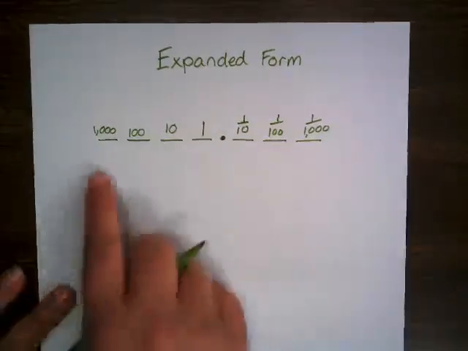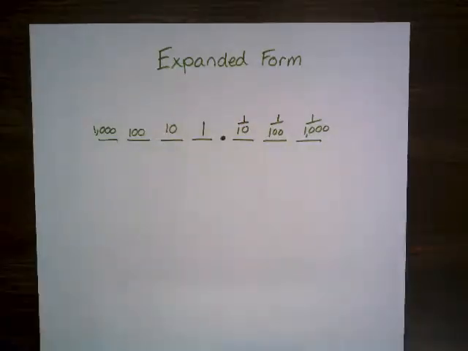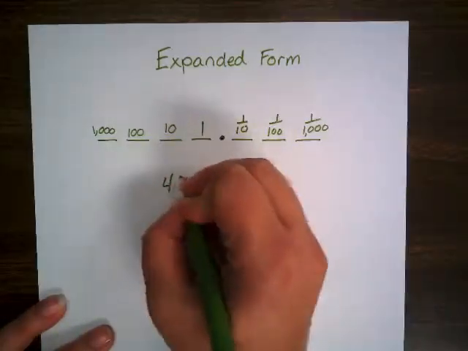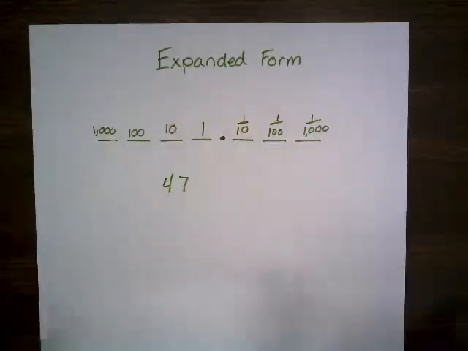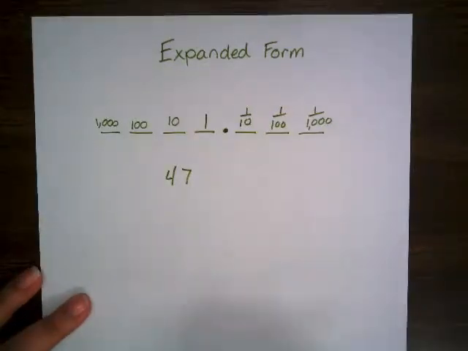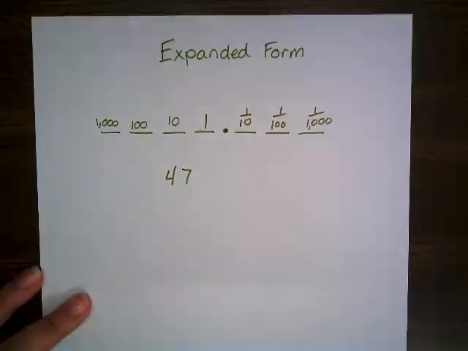So how does knowing this help us out with expanded form? Well, let's start simply here. I have the number 47. Very, very simple number. Go ahead and think about which digit is in the ones place. If you said the 7 was in the ones place, you're absolutely correct.